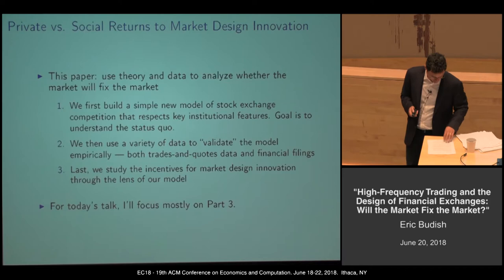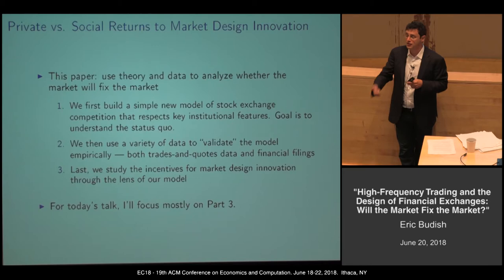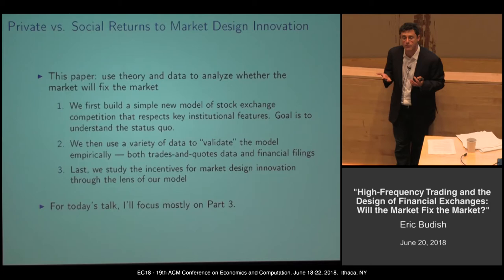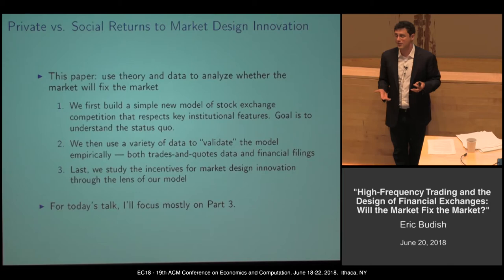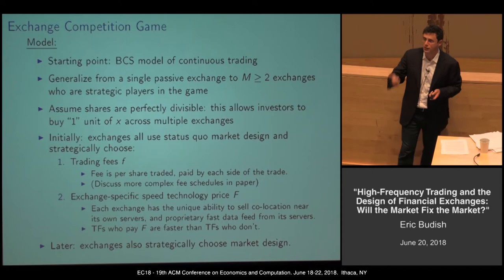We take the BCS model and expand it from one exchange that's passive to many exchanges that are strategic. And they're strategic in two dimensions. They set a fee to trade a share of stock, call that little f, and then they set a fee, which we call big F, for fast access to their exchange. I didn't emphasize this a lot in the earlier part of the talk, but exchanges sell a lot of the arms into the arms race. They sell co-location, the right to put your computer next to their computer. They sell proprietary data feeds, which are faster than the non-proprietary data feeds. We call the price for that technology big F. So exchanges are strategic. They choose little f and big F, and later they're going to choose market design.